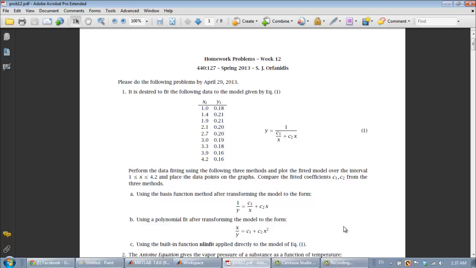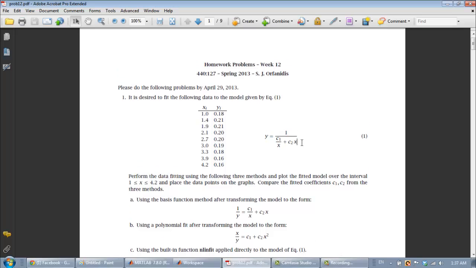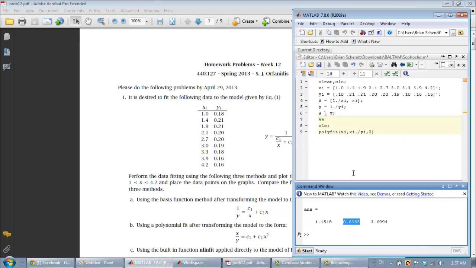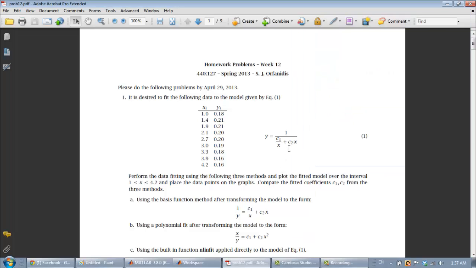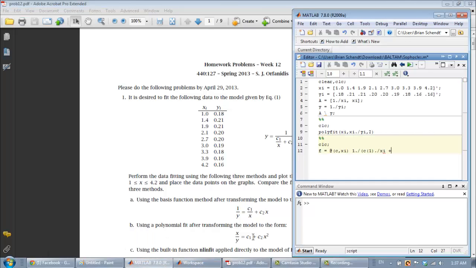Okay, and lastly, the nlinfit, which corresponds to this, because again, it's an implicit function. We cannot write these terms explicitly. So again, first we have to write the function depending on c and xi, and that's going to be 1 over c1 over xi plus c2 times xi. Hopefully I got that right.